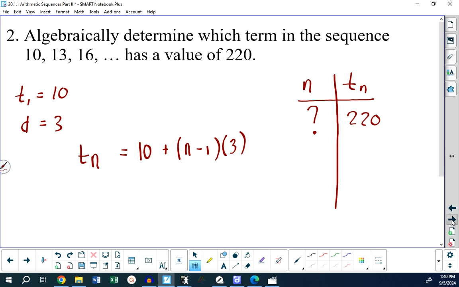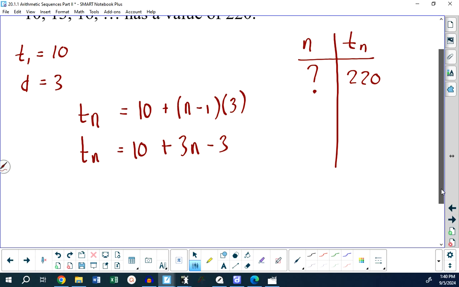You could put in 220 right now and find n. You could, but I don't want you to get into that habit. That's a bad habit. Let's simplify this. T sub n is 10 plus 3n minus 3, because I have to multiply that 3 by the n minus 1, which means T sub n is 7 plus 3n. 10 minus 3 is 7, right?